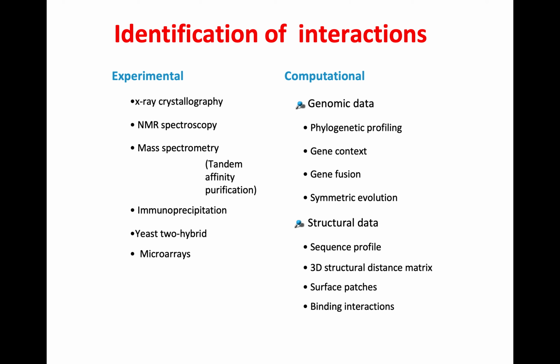In terms of structural data, this is very important, obviously, and as we have seen in the previous video on structural databases, the sequence profile is important. This is to build up the model, which we will do. Apart from that, you also need some template, so a 3D structural distance matrix would also be useful, and this would be provided by established databases such as PDB. Apart from that, you can also get certain surface patches. This is important for docking and binding interaction.